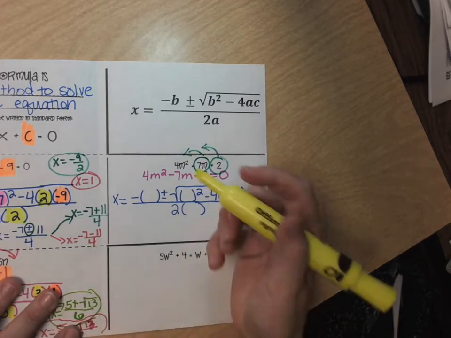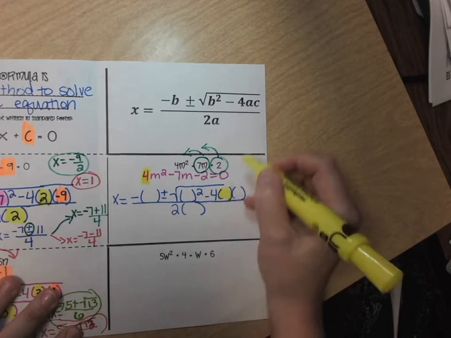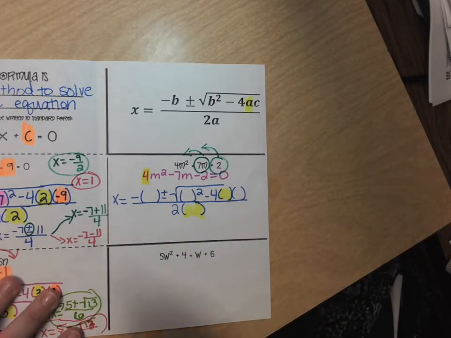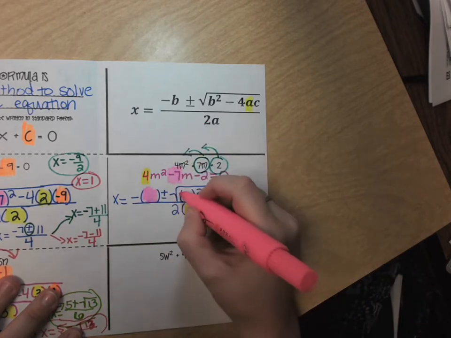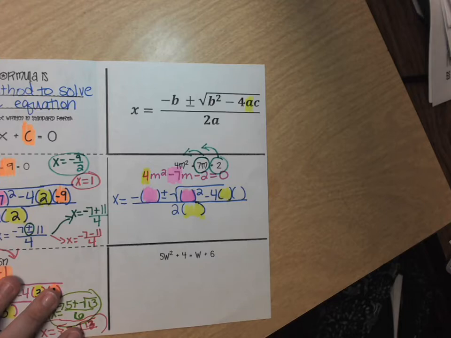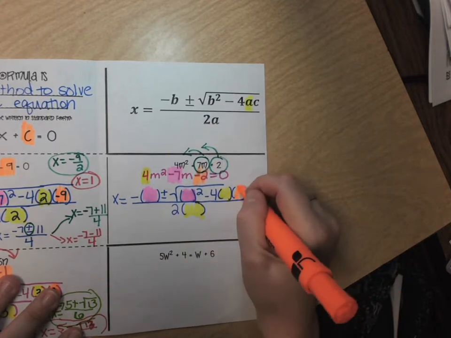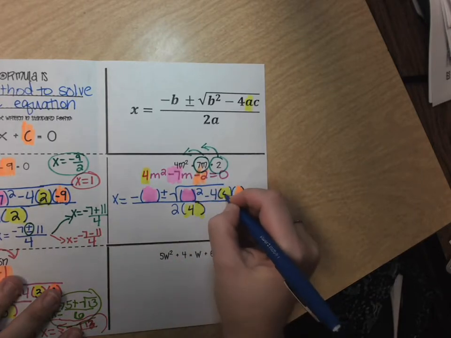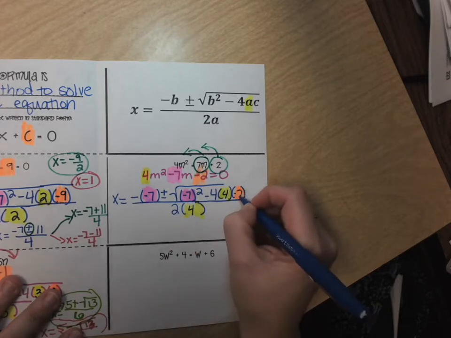All right, let's identify our A. Our A is a 4. So our A is also here and here. So 4s are going to go there. Our B is -7. So it's going to go here and here. And our C is -2. So it's going to go there. 4s here and here, -7s, and -2.